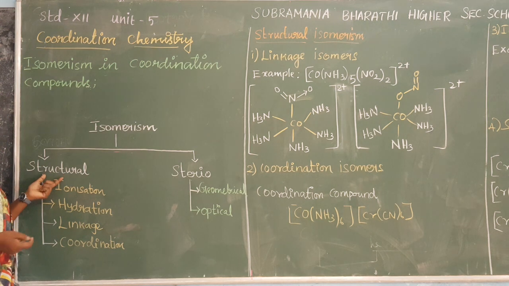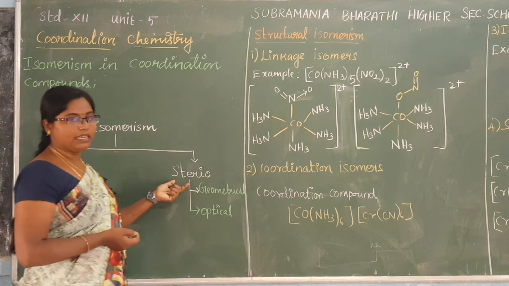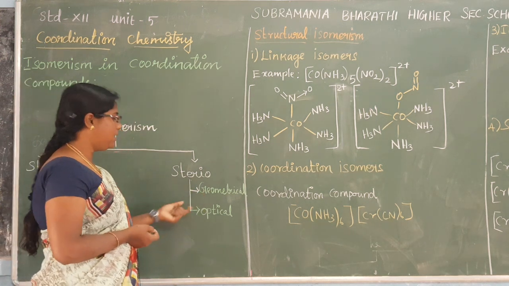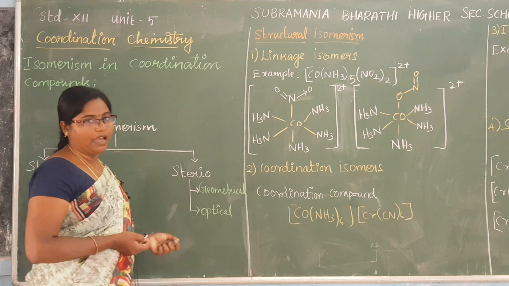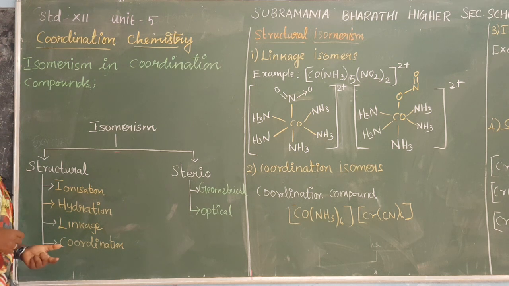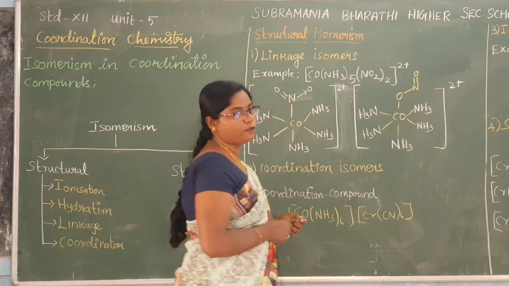Structural isomerism is again classified into four types. The first one is ionization isomerism, the second one is hydration isomerism, the third one is linkage isomerism and the fourth one is coordination isomerism. Stereoisomerism is classified into two types: the one is geometrical isomerism and the second one is optical isomerism. So in this class we will discuss structural isomerism briefly with examples. We will see structural isomerism first.